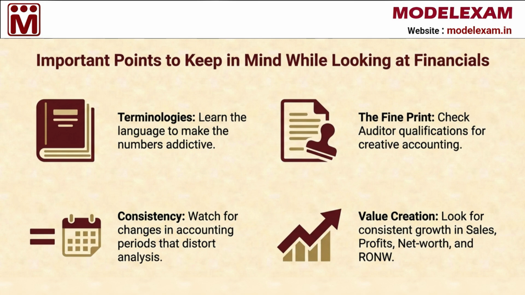Before we move to analysis, let us summarize some important points to keep in mind. First, do not be intimidated by terminologies. Once you learn the language, the numbers tell a story. Second, always read the fine print. The notes and auditor qualifications are where you find creative accounting. Third, watch for consistency. Changes in accounting periods can distort your comparison. And finally, look for value creation. You want to see consistent growth in sales, profits, and net worth over the long term.